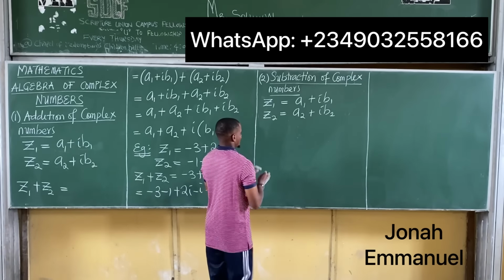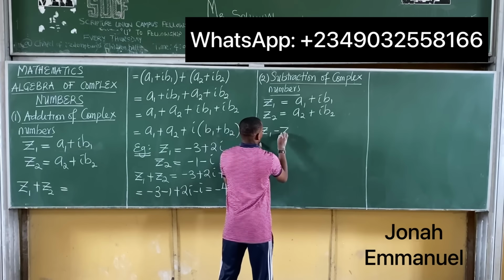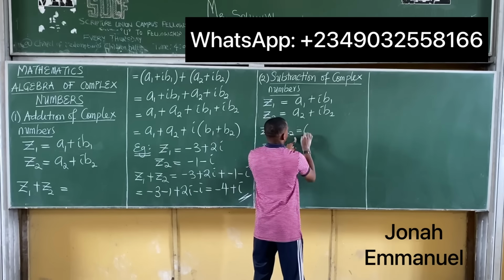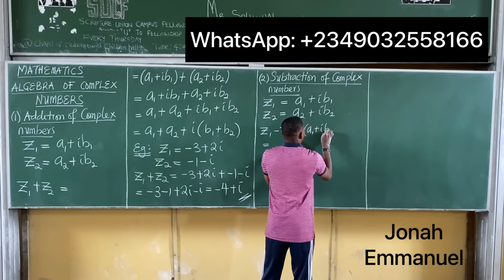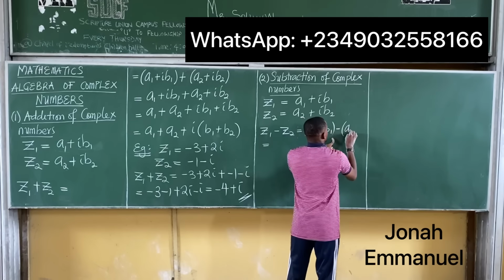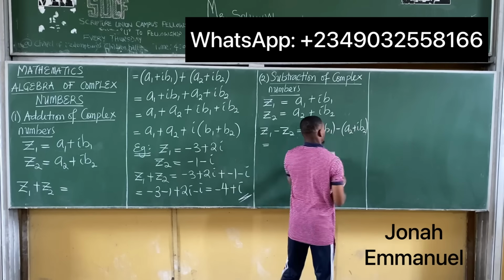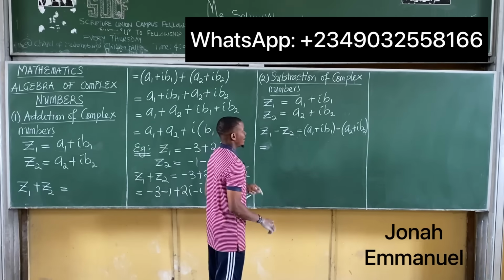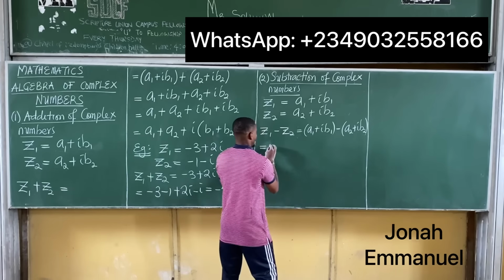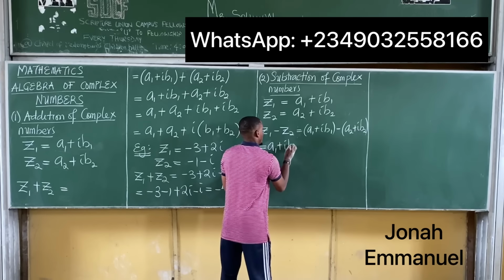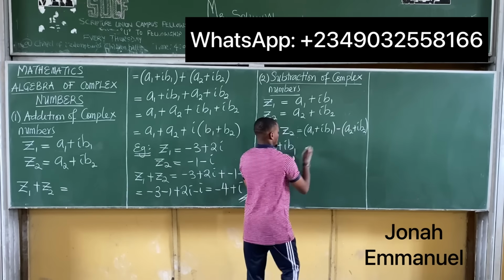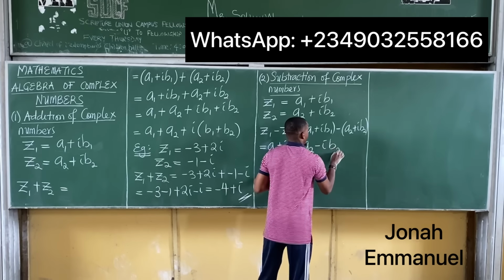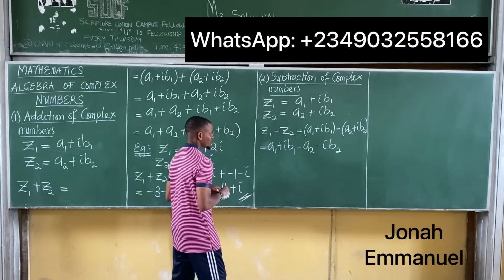To subtract them is as easy as z1 minus z2, which will be equal to a1 plus ib1 minus a2 plus ib2. All right, that's z1 minus z2. If I expand brackets, I have here a1 plus ib1, minus a2, minus plus is minus, ib2. So we have this.